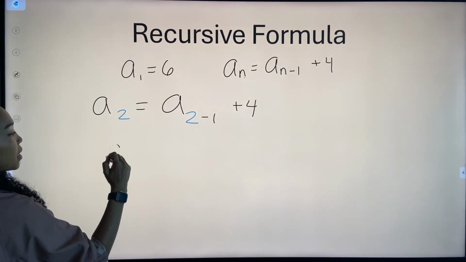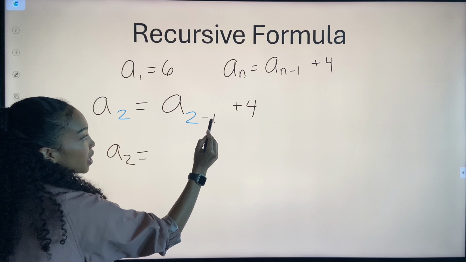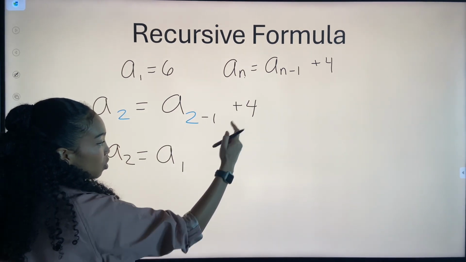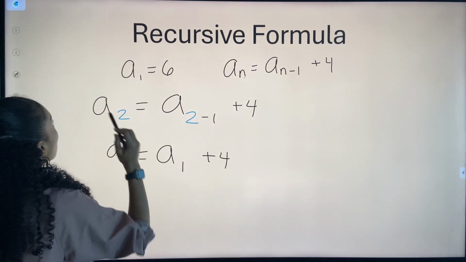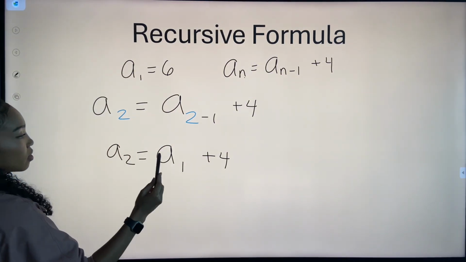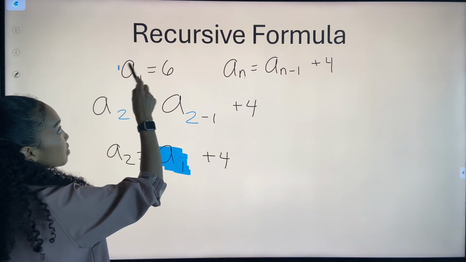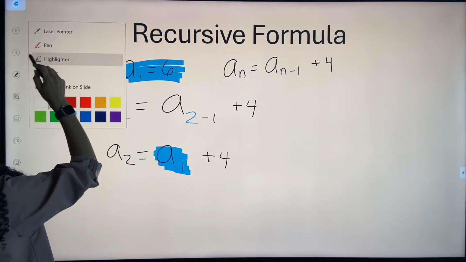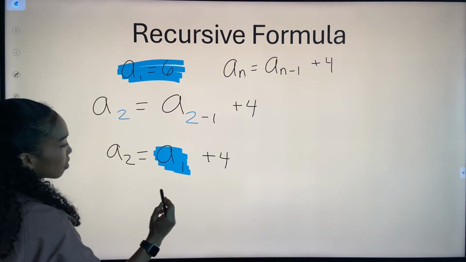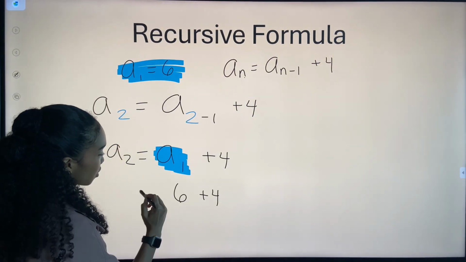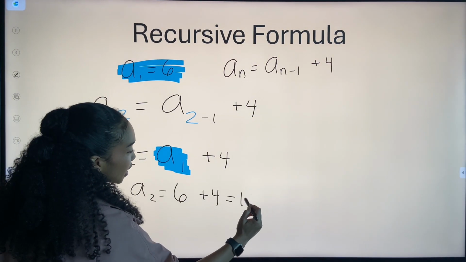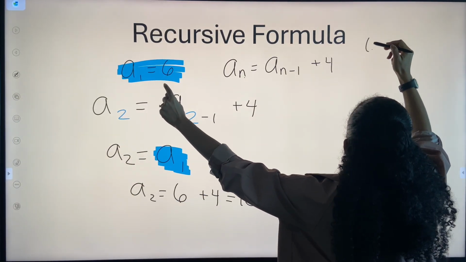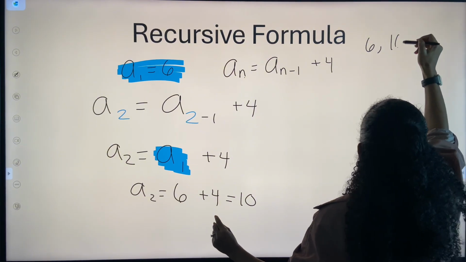Okay, now let's evaluate this. 2 minus 1 is 1. So this became 1. And then we'll bring down this plus 4. Well, A1 was given to me. A1 is just 6. So that means this is just 6 plus 4. So that means A2 is equal to 10. So the first term was given to me, that was 6. The next term was 10.